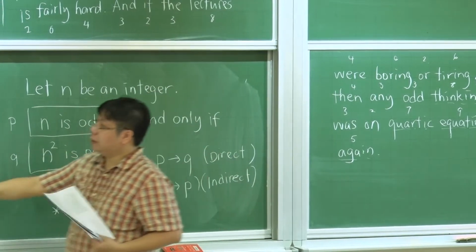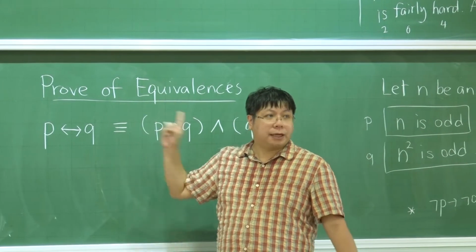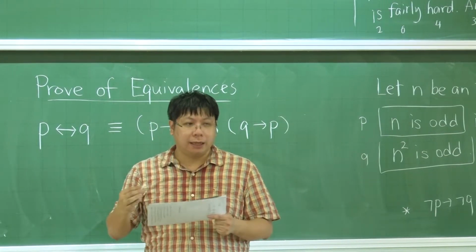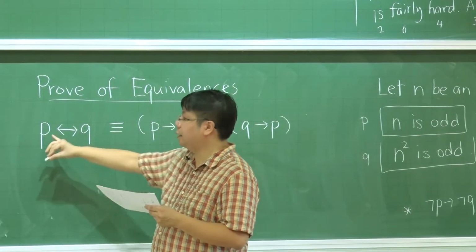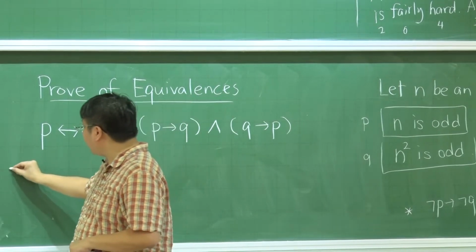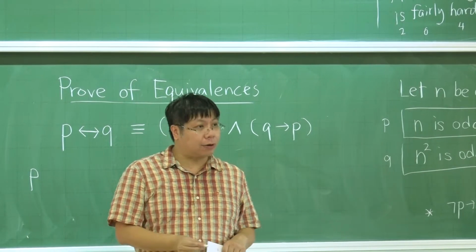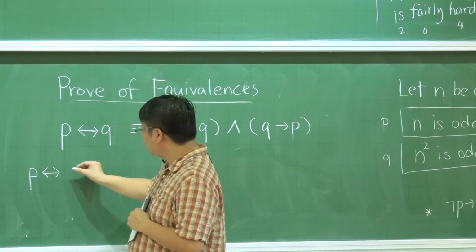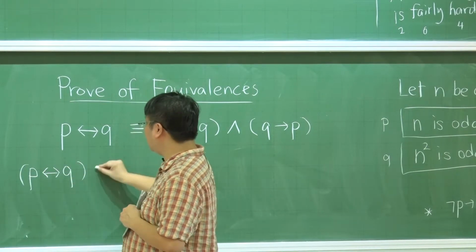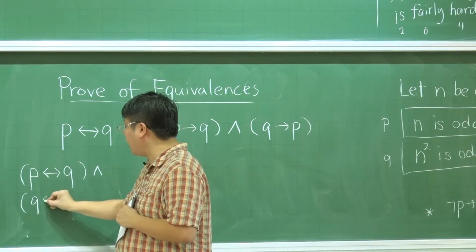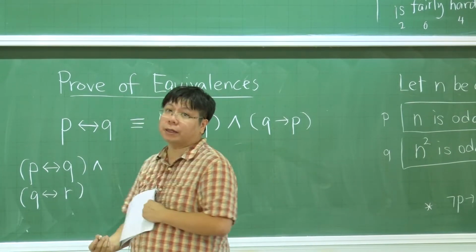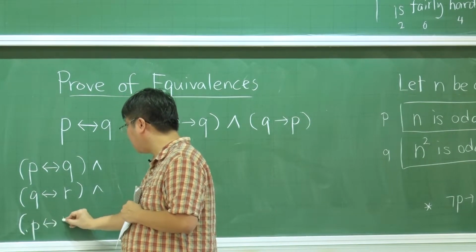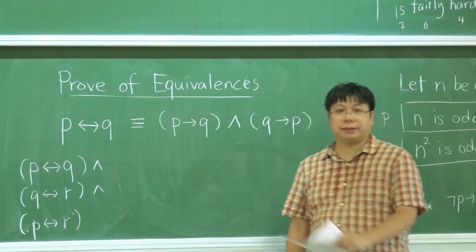Usually, if you want to show that statement P and statement Q are equivalent, this is the method. Now sometimes there could be more than two statements involved. Perhaps we want to show that P, Q and R, these three statements, are equivalent. So we want to show that P and Q are equivalent, Q and R are equivalent, and P and R are equivalent.